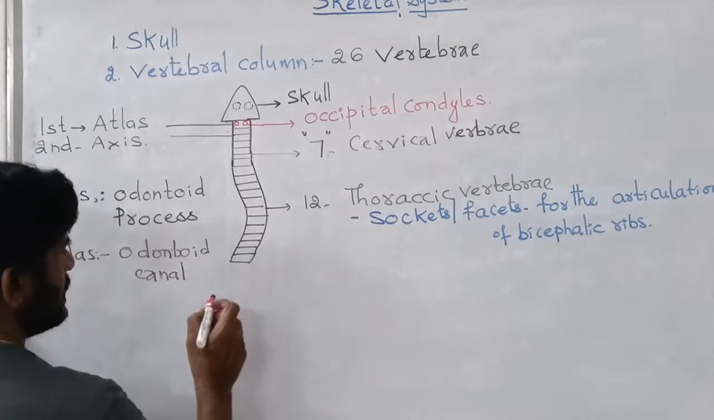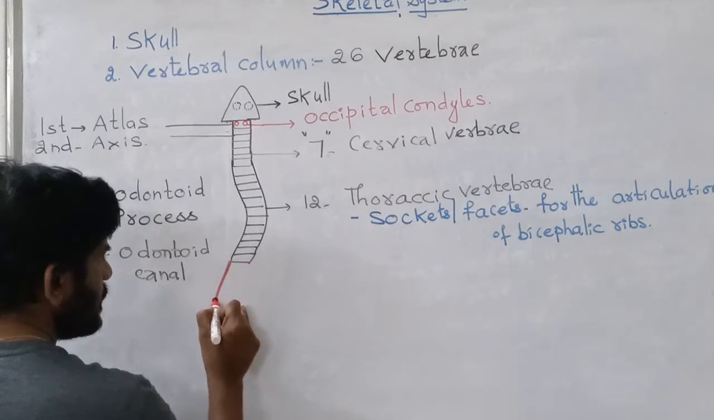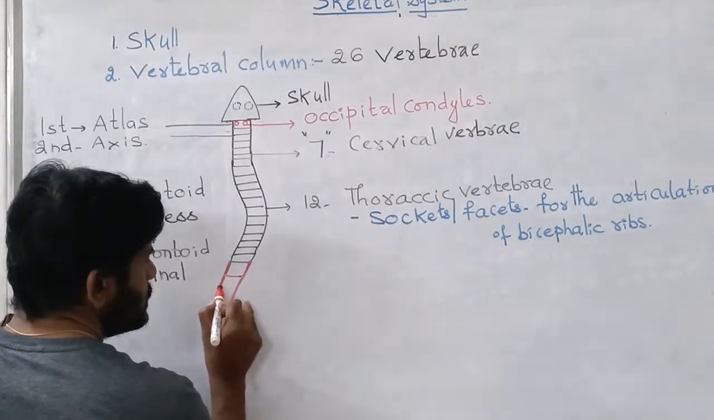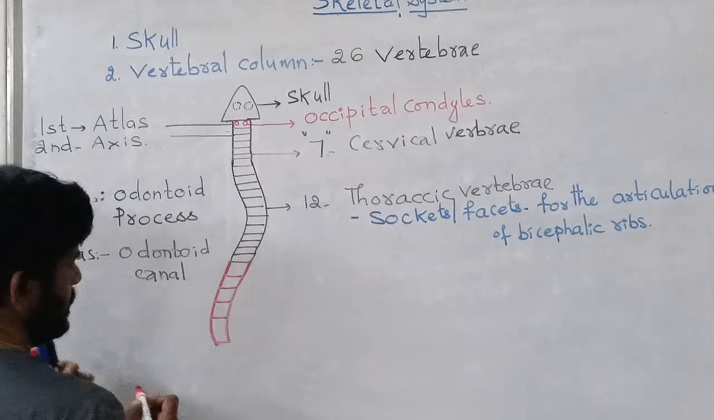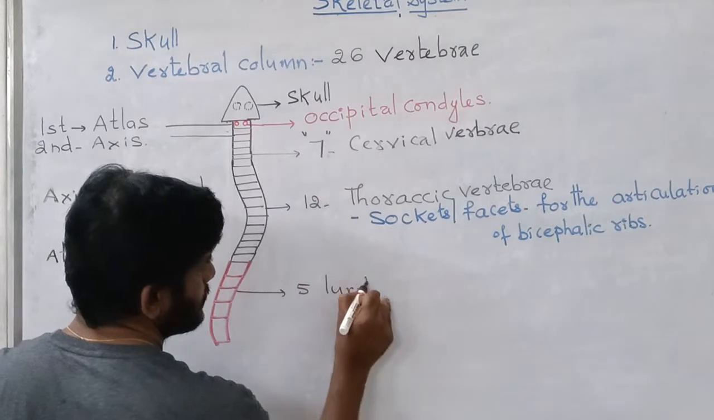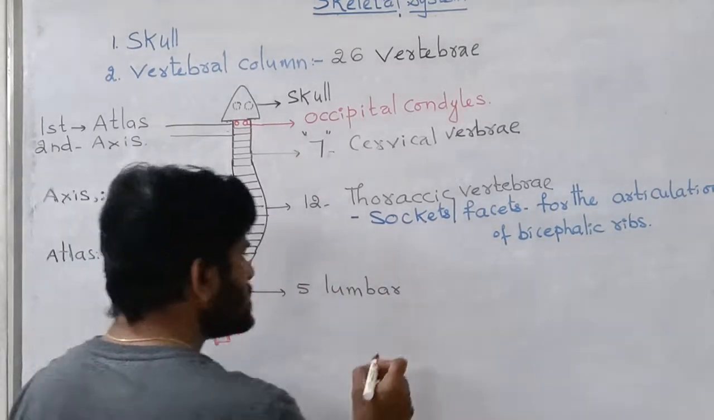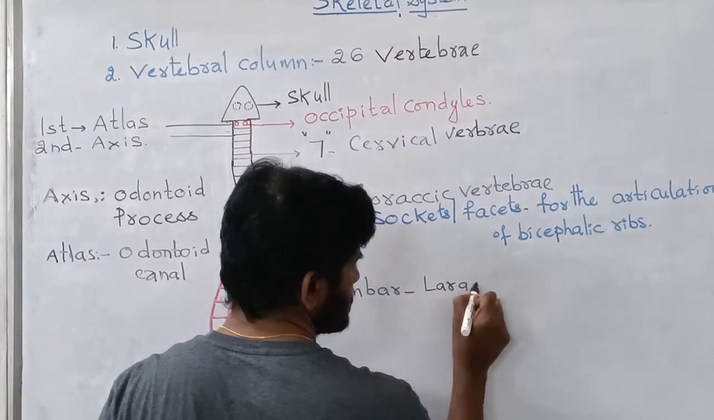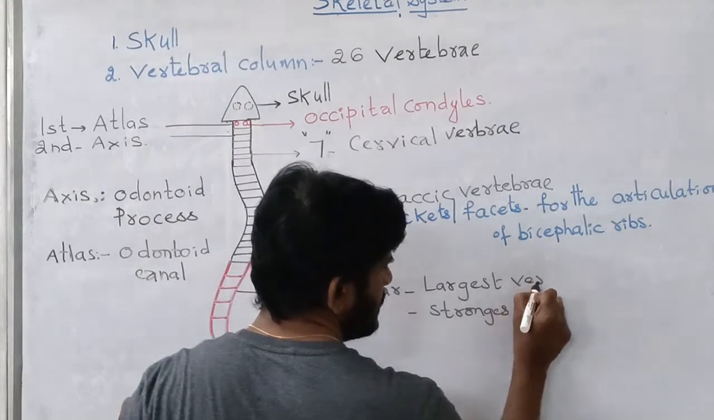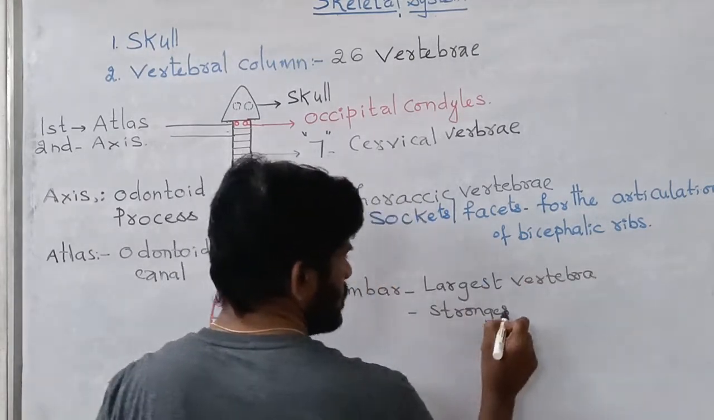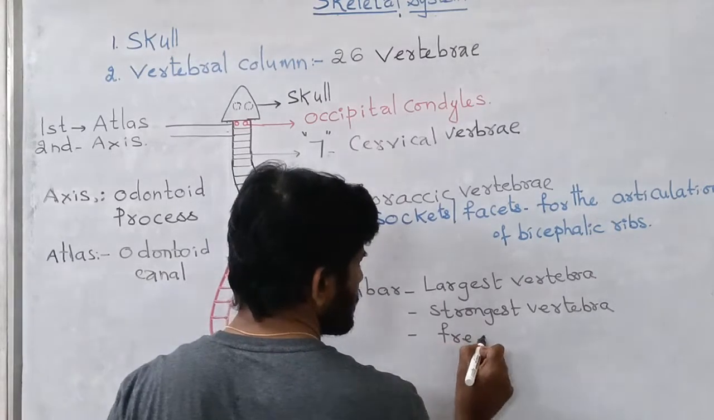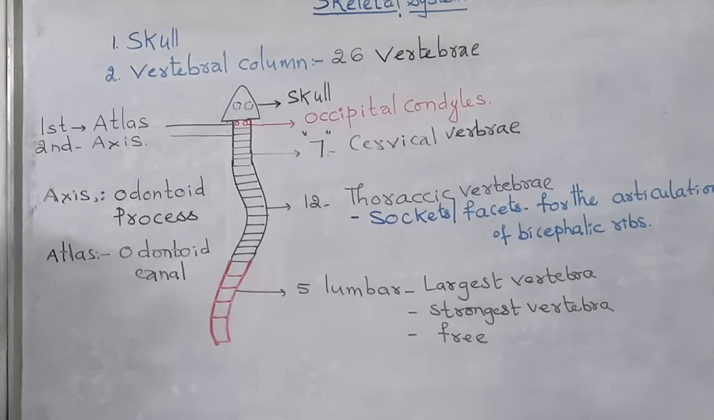Next are the lumbar vertebrae. The lumbar vertebrae have a curvature towards the back side. 1, 2, 3, 4, 5. The number of lumbar vertebrae is 5. In the human body, these are the largest vertebrae and also the strongest vertebrae, and also they are free vertebrae. Lumbar vertebrae are 5.